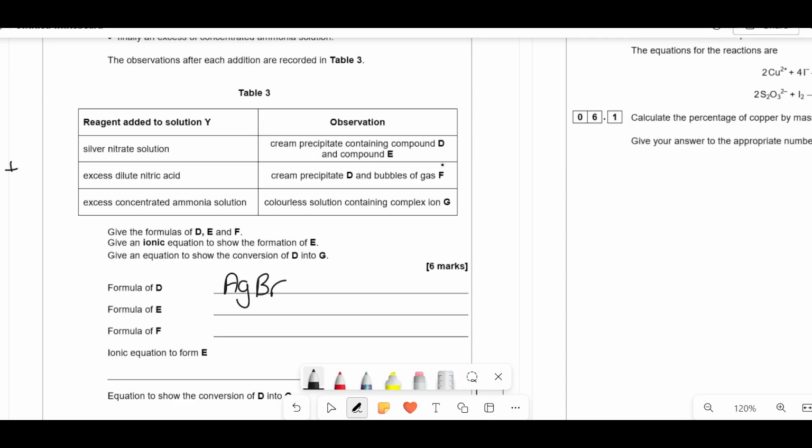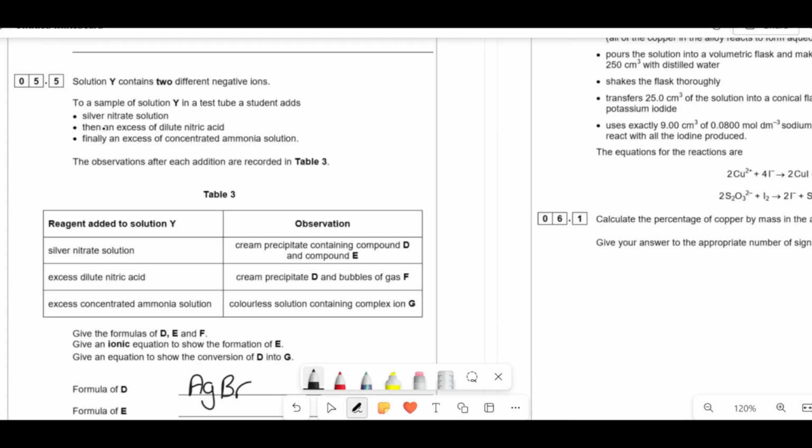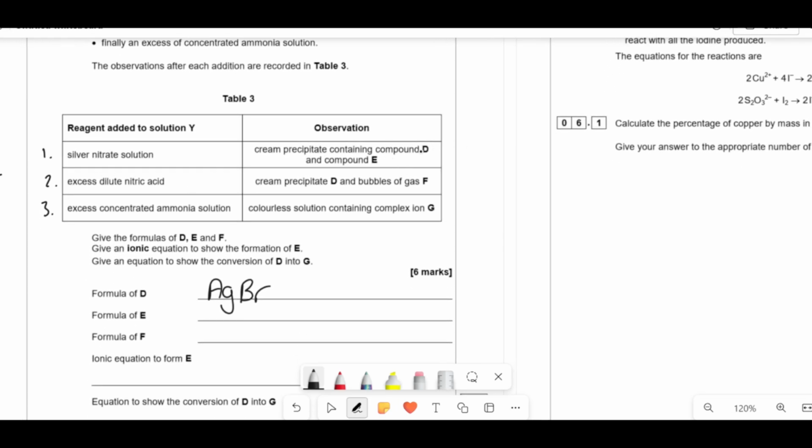So if we do that, look back at the steps. They added silver nitrate, the first step. Then they added the nitric acid. Then they added the ammonia. So the first step made something, like a compound D, which is here, and then some mysterious E thing. Now when you add the nitric acid, D is unchanged, but now you get this gas F. So this E thing must have led to this gas F.